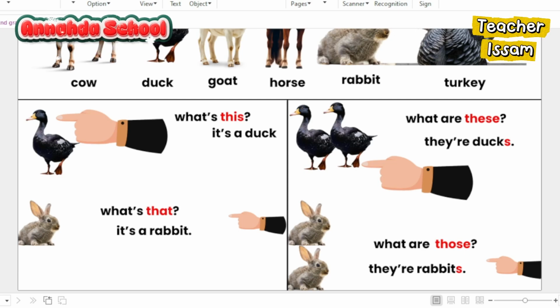In this case we have more than one animal and they are so far from us. Look at the finger and look at the rabbits. So we will use in this case, what are those? They're rabbits.